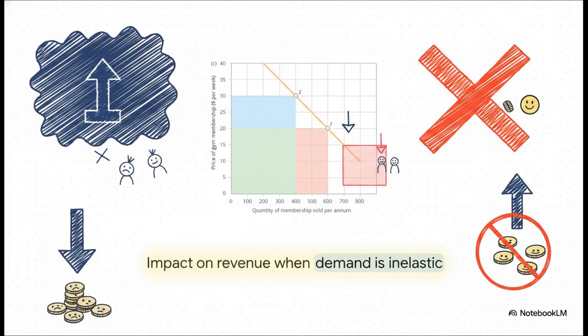But hold on, look what happens if we keep dropping the price along a totally different segment of the curve. If we drop from $30 at point E to $20 at point F, the whole dynamic flips on its head.